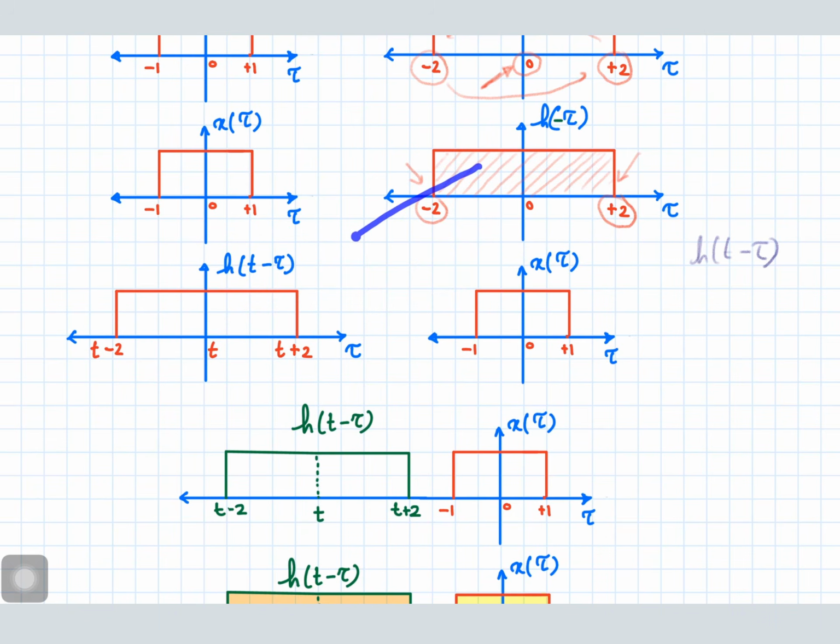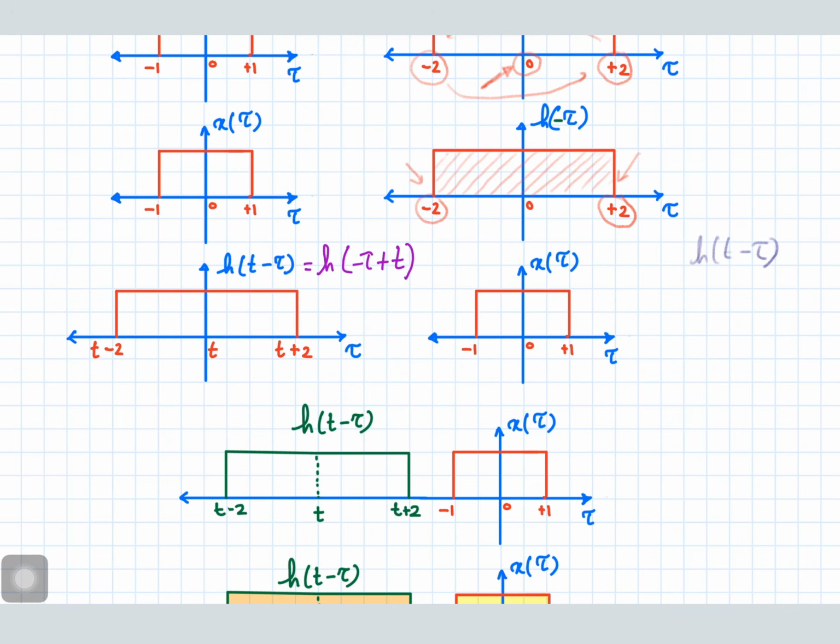So in order to shift this signal by the time t, what you are going to do is add that time t to all of these points. It's the easiest way to represent your signal h of t minus tau, that is the shifted version of h of minus tau with the time t. You can also write it as h of minus tau plus t. So you have basically shifted it towards the left-hand side by adding t to all the points.